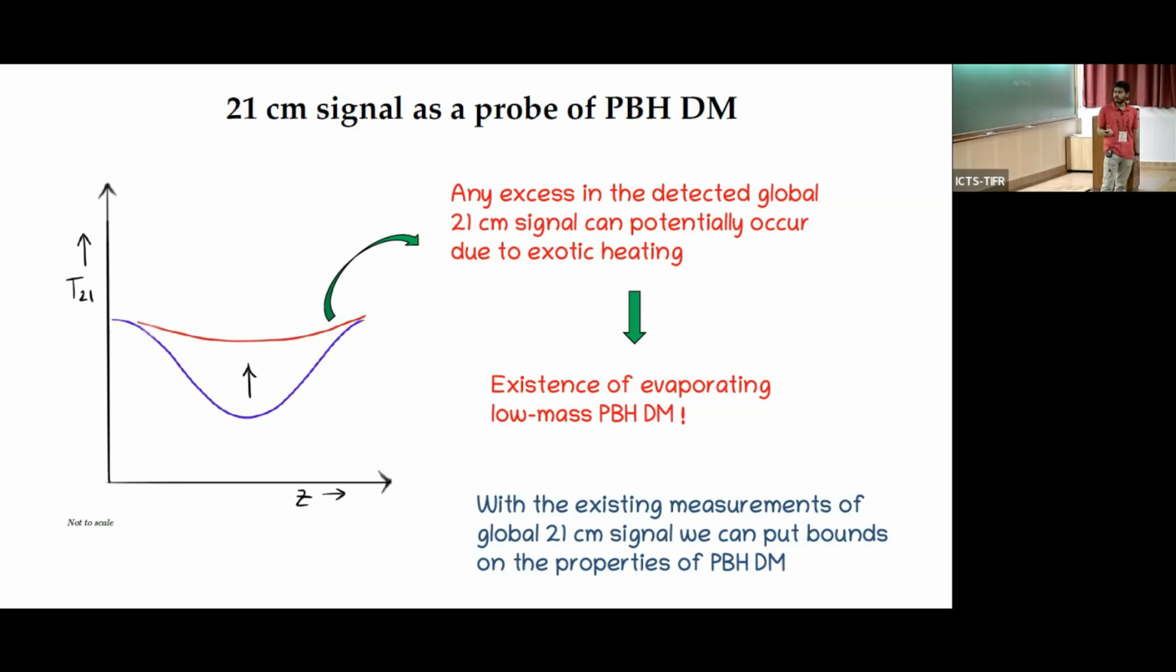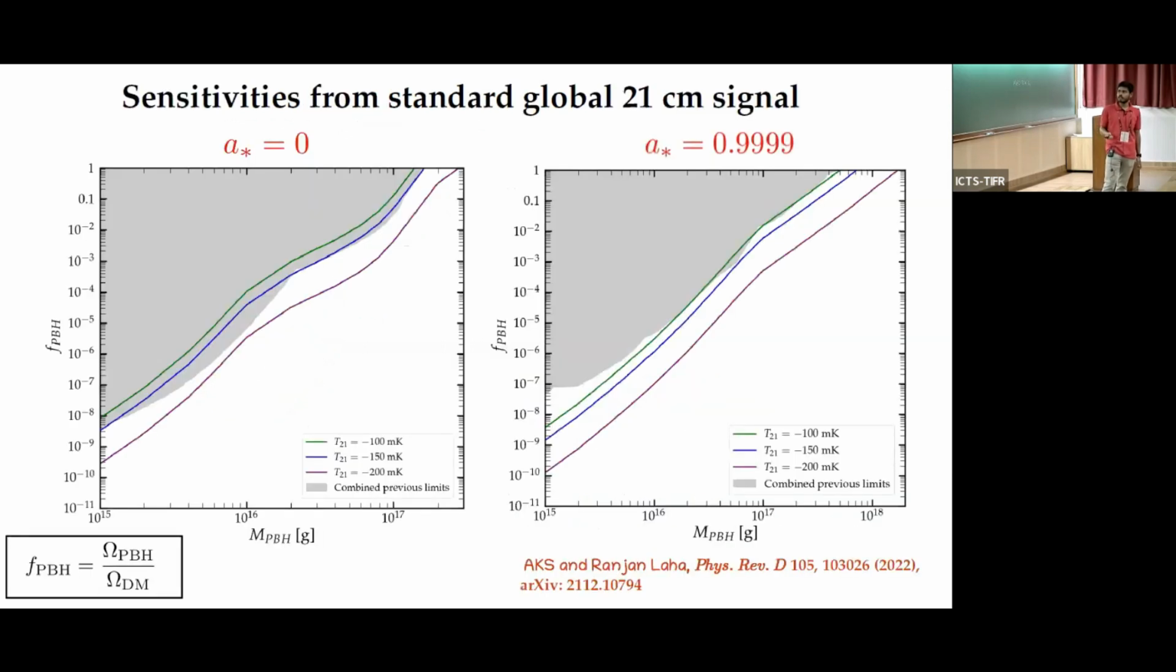Now, if your data agrees well with your standard expectation, then that is also very useful, because that actually enables us to put stringent bounds on the parameter space. And that is what we have done here. So the left plot is for the non-spinning primordial black hole, the right plot is for the spinning primordial black hole. In the x-axis, we have the mass of the black hole in gram. In the y-axis, we have the FPBH. And this FPBH quantity tells you what is the fraction of dark matter made of primordial black hole. So if I say FPBH is 1, then all dark matter is primordial black hole.